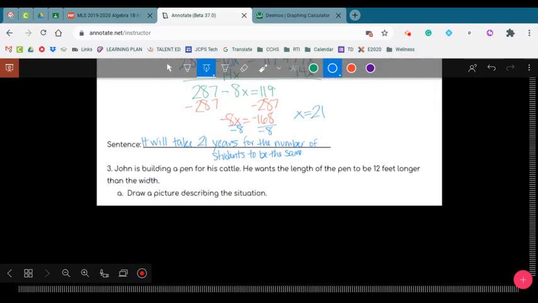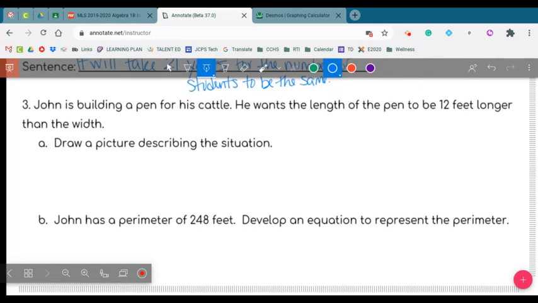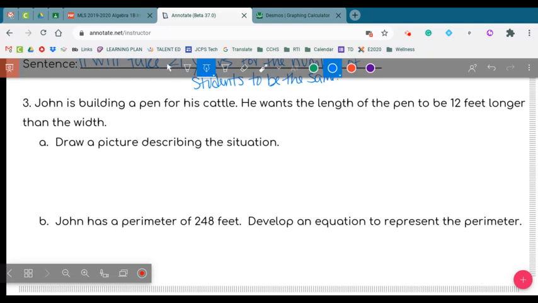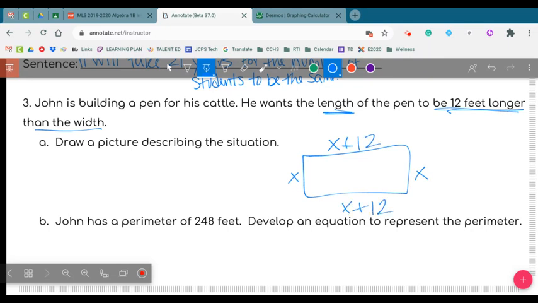Okay, number 3, we have done multiple of these, so hopefully we're getting the hang of them. It says, John is building a pen for his cattle. He wants the length to be 12 feet longer than the width. So what do we not know? The width. So I'm going to draw my picture. My width is x because I don't know what it is. And if my length is 12 feet longer, it's going to be x plus 12, because it's 12 more, so we're adding.